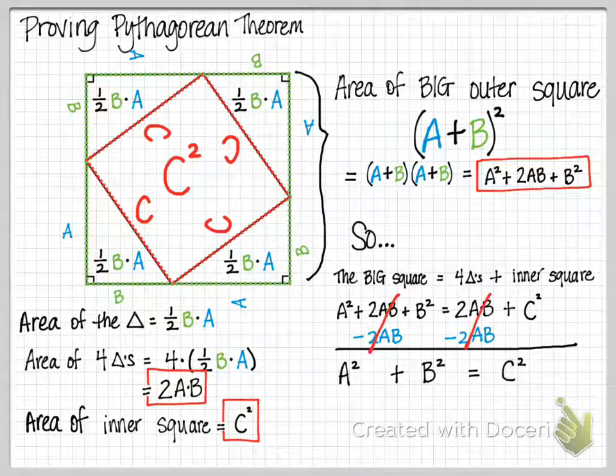And then bringing it down, I see what I'm left with is A squared plus B squared, which equals C squared. And that's the Pythagorean theorem. So this is one proof of the Pythagorean theorem.